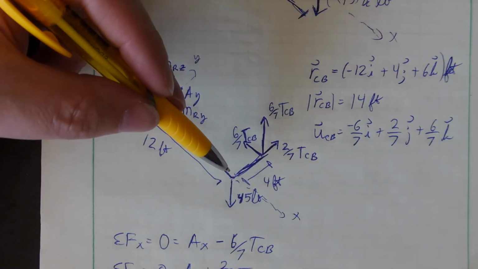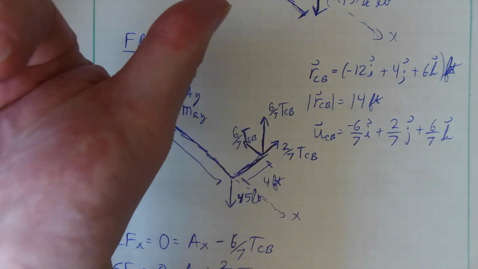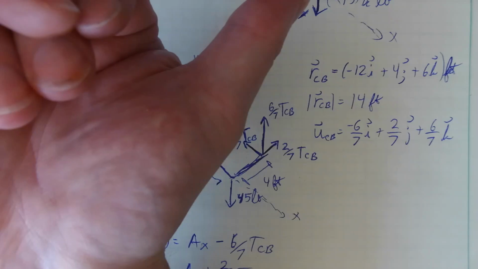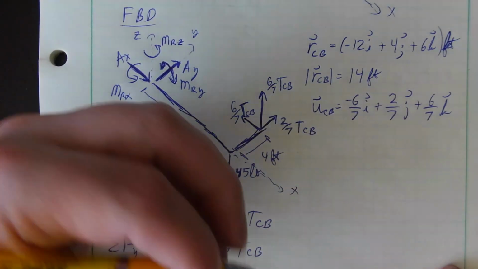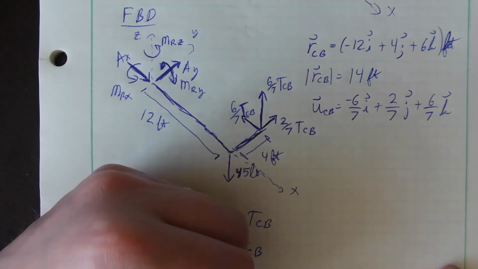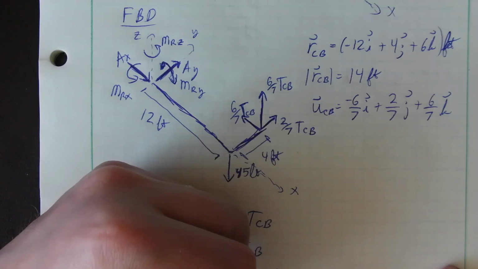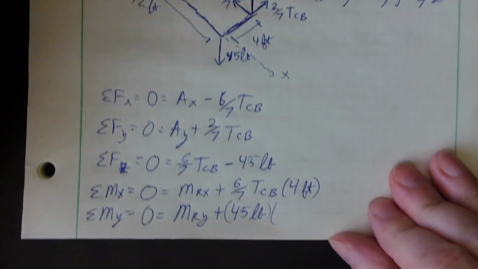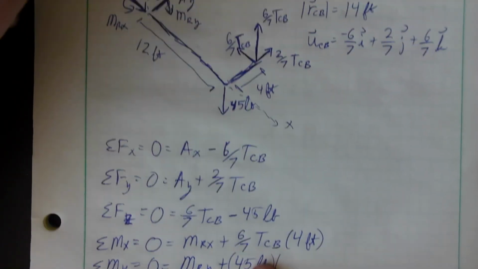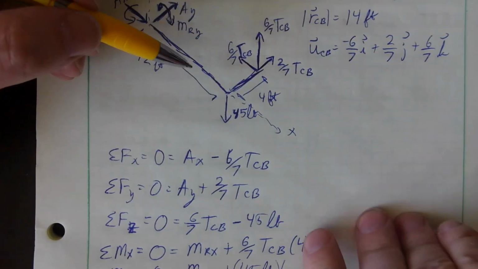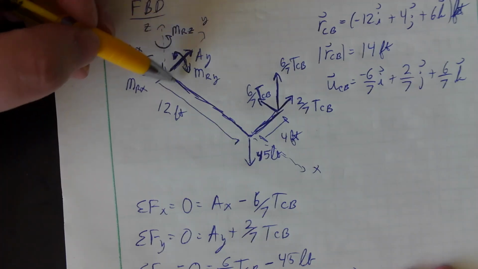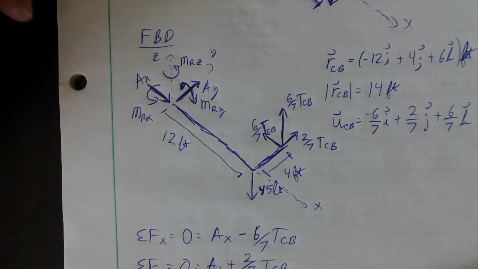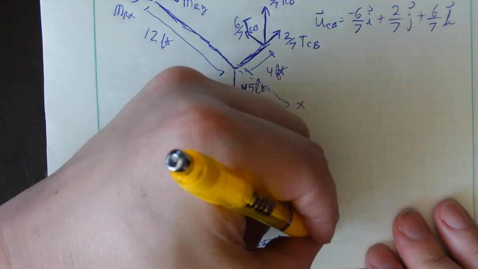So this guy, if I put my thumb in the positive y direction, that 45 pounds out here is trying to close my hand. If I apply it in that direction, it's trying to close my hand. So it's plus 45 pounds. MRY plus the 45 pounds is 45 pounds, and that 45 pounds is acting at this long 12 foot distance away from this y-axis. So there's 12 foot out there.